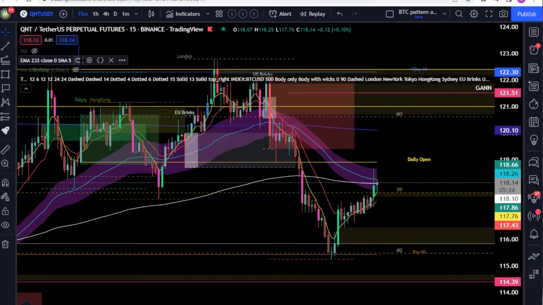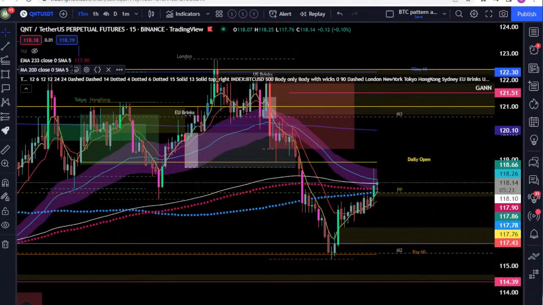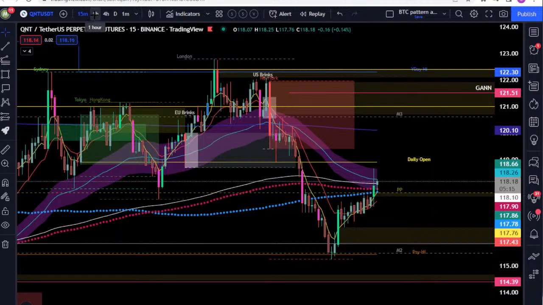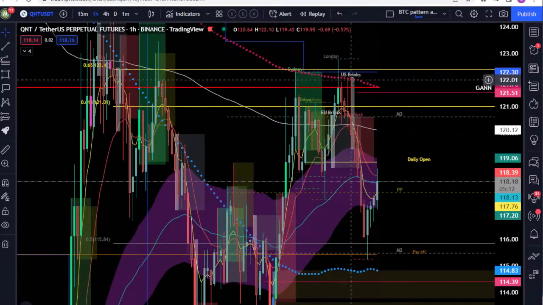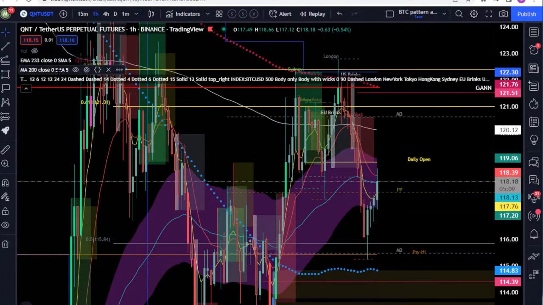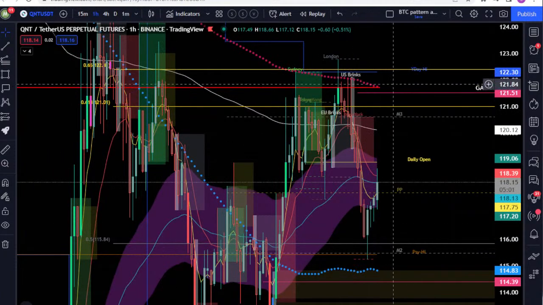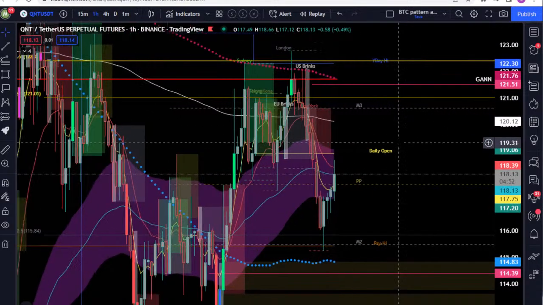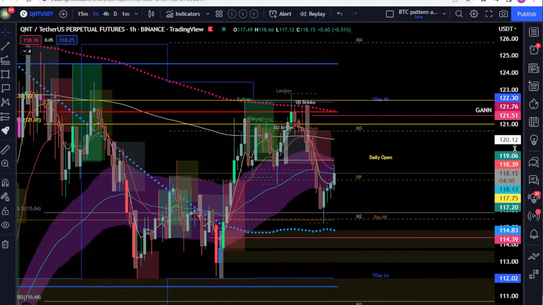You can see the 233 and the 200 are on the 15-minute. They are below us as support. On the hourly, we have them above. We have the 200 moving average below, and 233 above. The 233 comes at the point of control, Gann level, very close to the 0.65 Fibonacci. So within this zone, this will be a strong zone of resistance if quant decides to go higher, sorry.